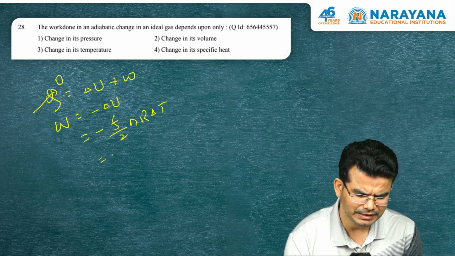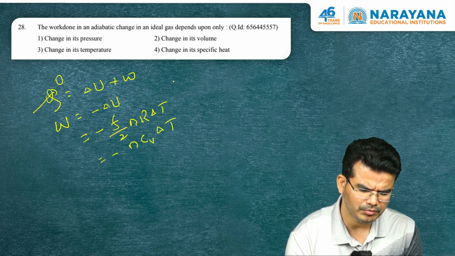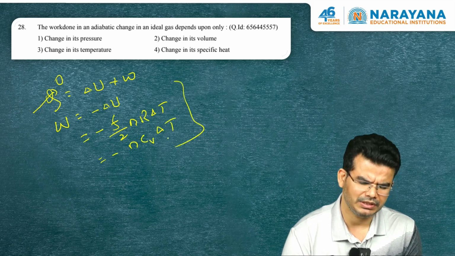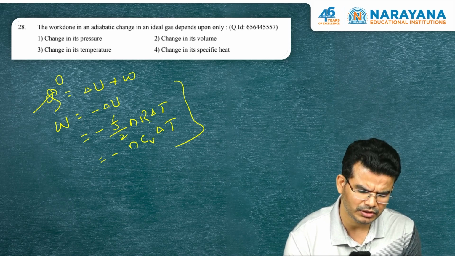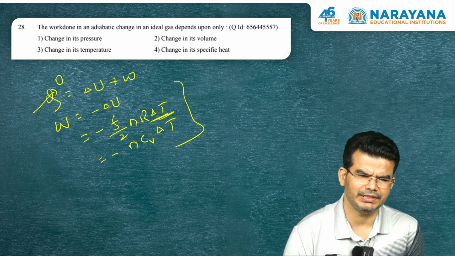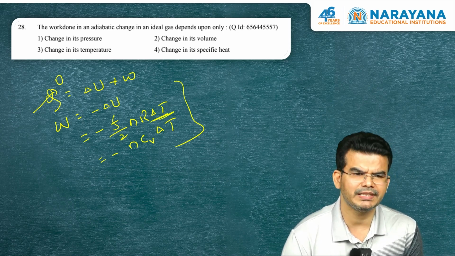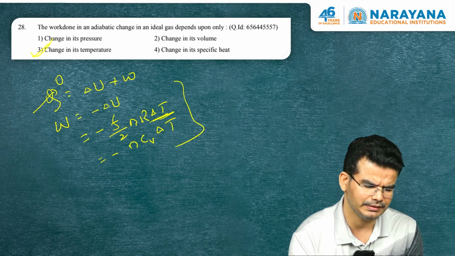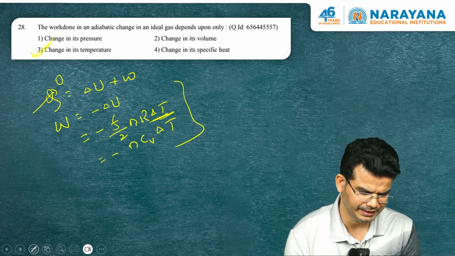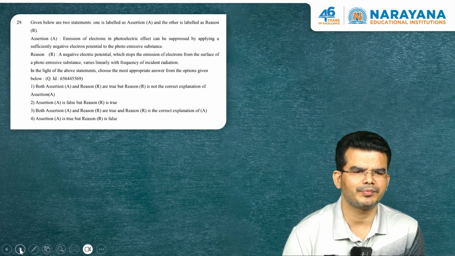okay, or you can say minus n Cv delta T, both are the same thing. You can see from both formulas, both are the same. It means work done only depends on what? Change in temperature. So, which option can I mark? Which option is correct? The correct answer is 3. Fine. Okay. Let us move to the next problem.